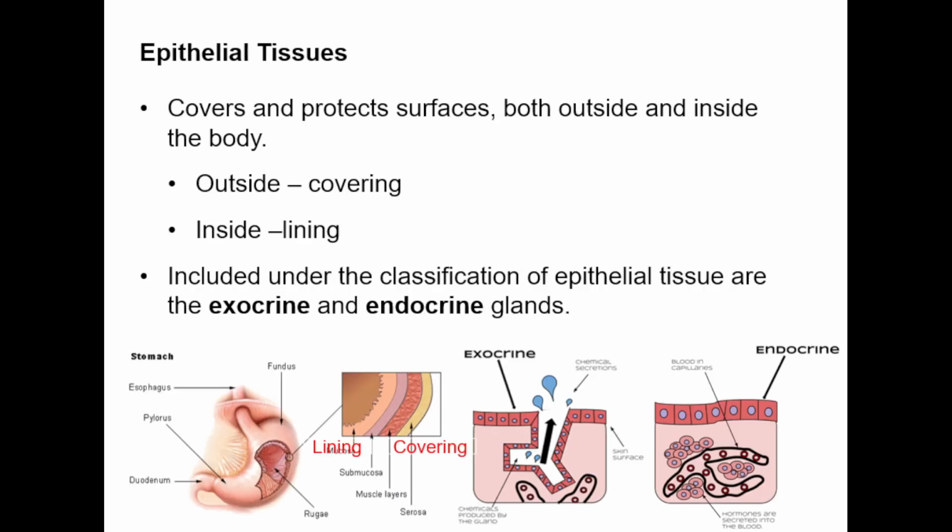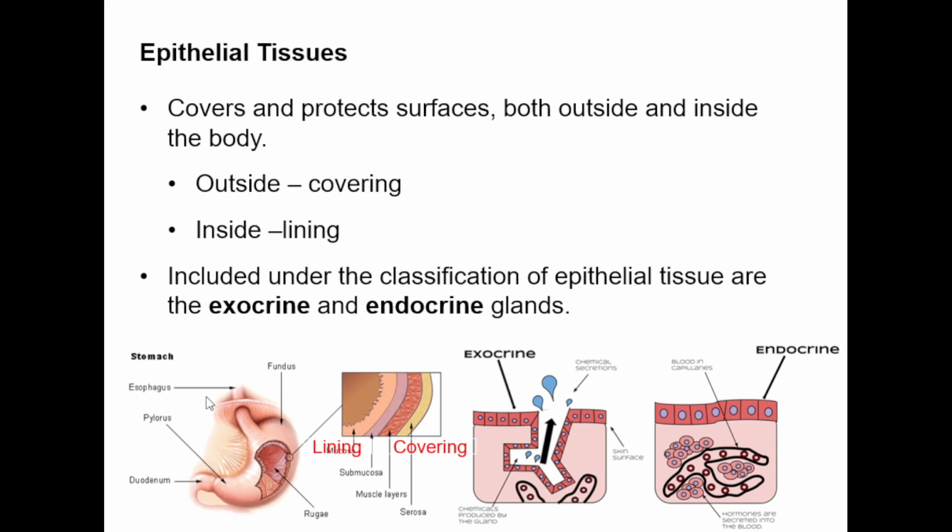So, the first type of tissue are epithelial tissues. Now, the main function of your epithelial tissue is for protection and covering of surfaces found inside and outside the body. So when it protects the surface of an organ or the surface of the body, it is called a covering epithelium. And when it is found inside an organ or found inside the body, it's called a lining epithelium.